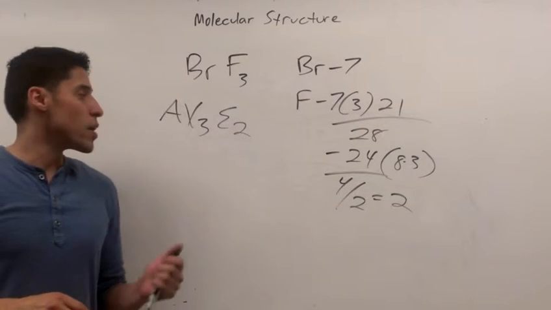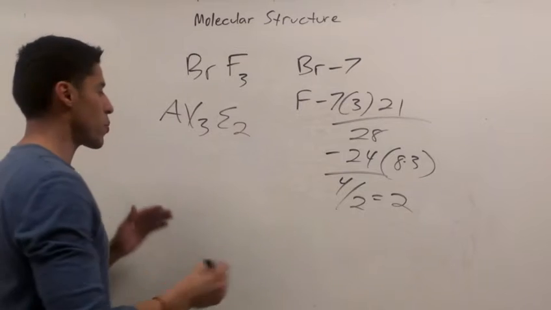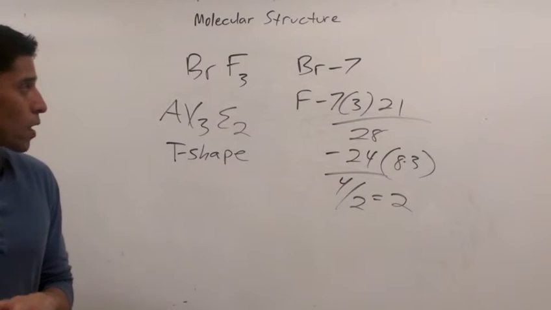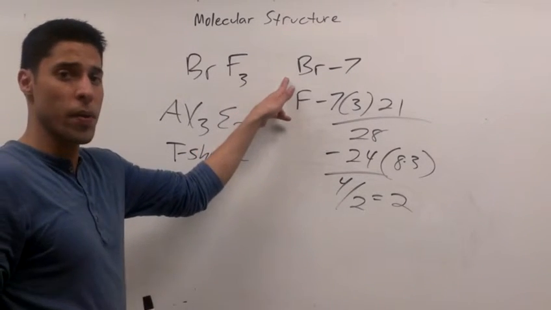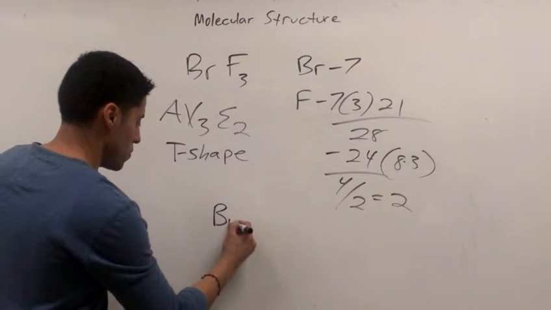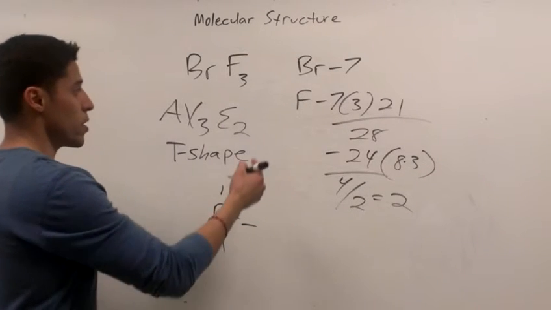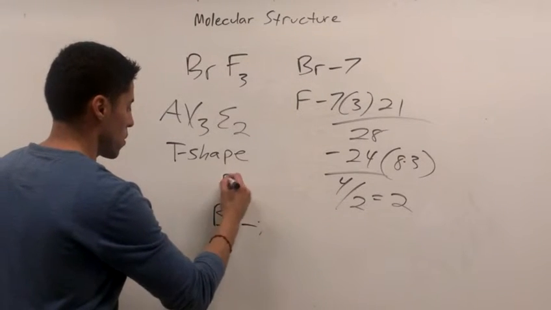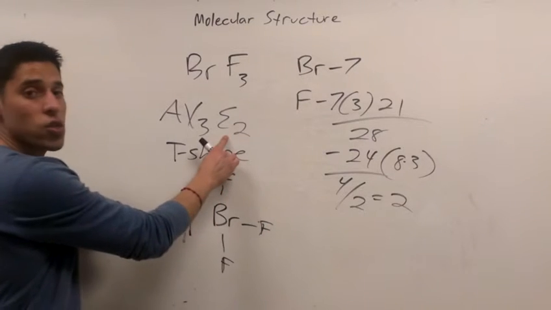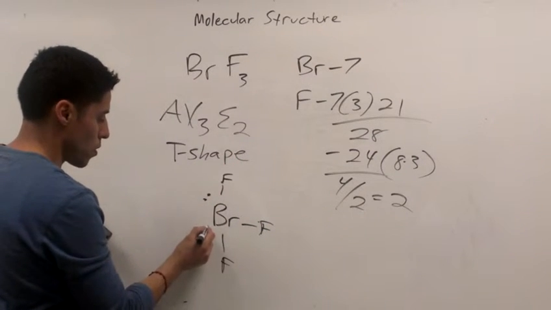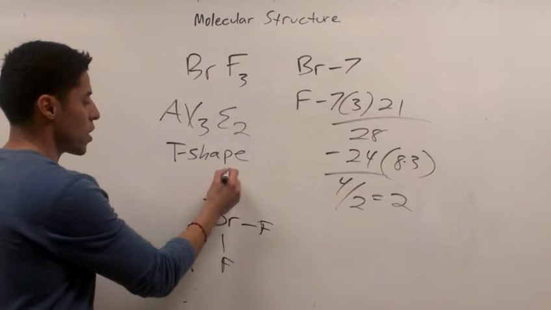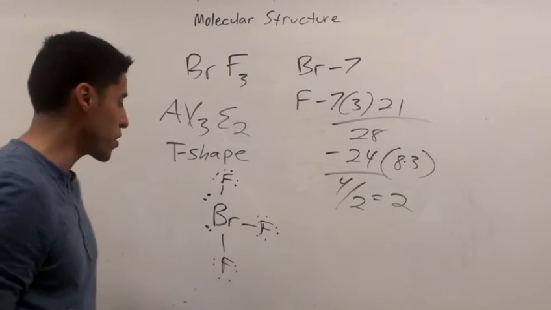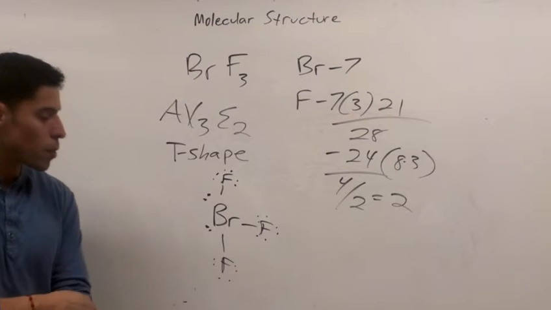So we're going to have an AX3E2 configuration. Now the AX3E2 configuration gives us a T-shaped molecule. So we're going to have the bromine in the middle because it's less electronegative. Surrounded by three fluorines. And 2 electron lone pairs. Okay, so we're just going to fill out the octet for the surrounding atoms. And the bromine doesn't need an octet because it doesn't fall in the first 2 periods. So here's our molecule here.